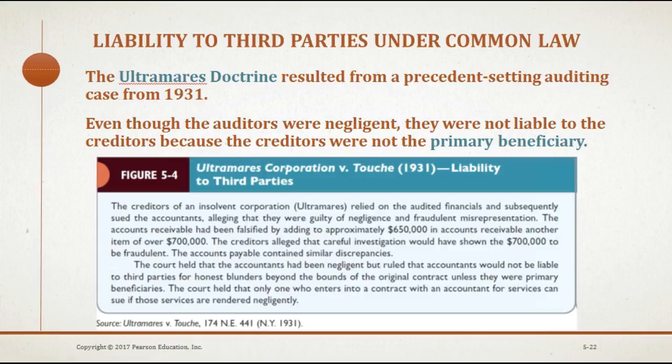The leading precedent-setting legal case in audit involving third-party liability was the legal case between Ultramares Corporation versus Touche. The Ultramares Corporation versus Touche legal case established what is now known as the Ultramares Doctrine. Under the Ultramares Doctrine, although an auditor is negligent, the auditor's negligence is insufficient for liability to third parties because of the lack of privity of contract between the third party and the auditor, unless the third party is a primary beneficiary to the contract. You can find Figure 5-4 on page 122 of your textbook.